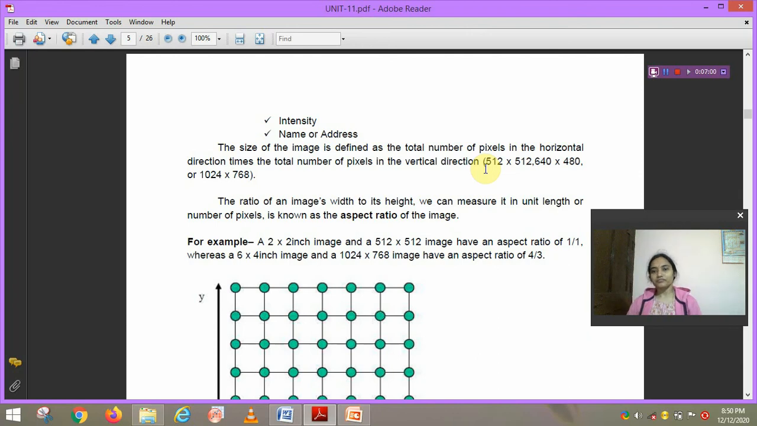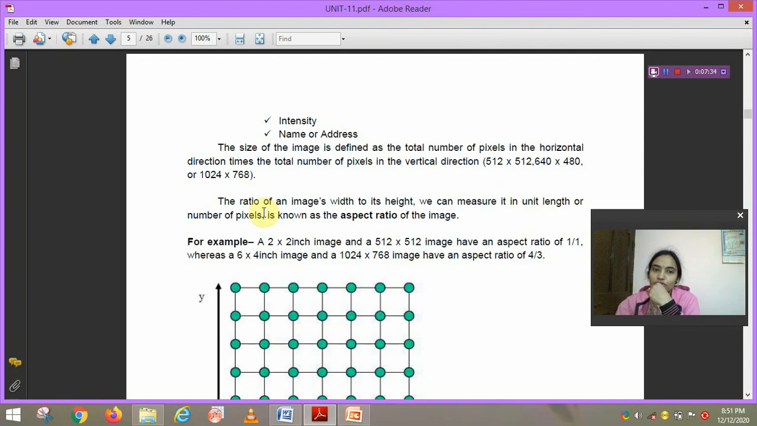For example, 512 into 512. That means on the horizontal side, 512 pixels are there, and on the vertical side also 512 pixels are there. If the resolution or image size is 640 into 480, then also one number is the horizontal side, another number is the vertical side. In this way, we define the resolution of the image.